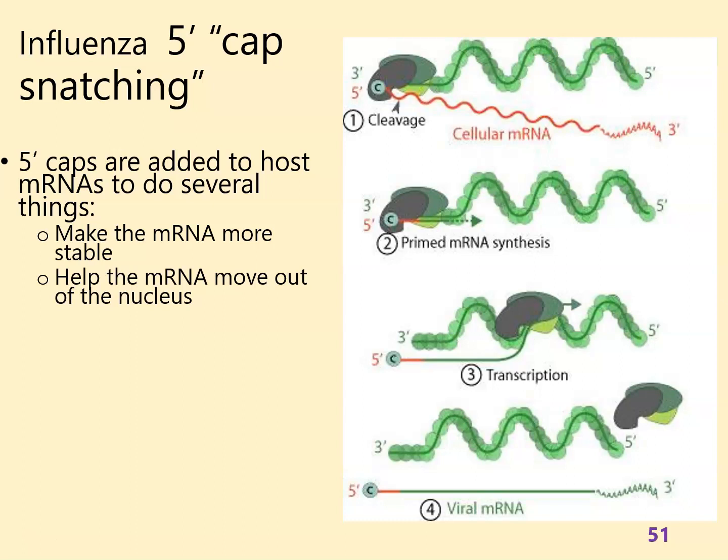It turns out messenger RNAs need to have 5' caps, and also in order to make reverse complements, they have to have a primer. They have to have a first base laid down that they can use to add the bases to as they make a new nucleic acid. And they do all of this together.